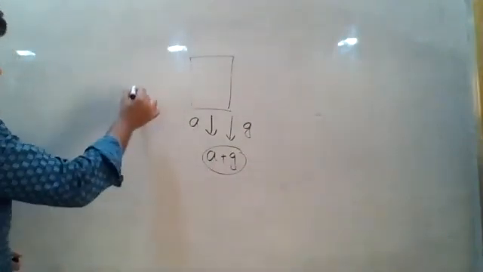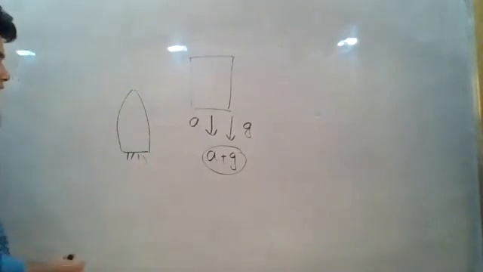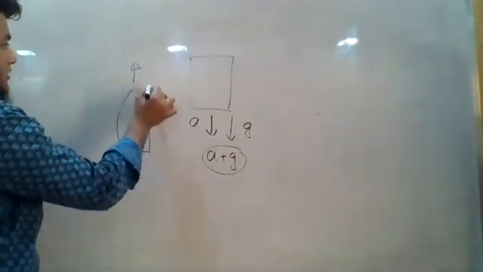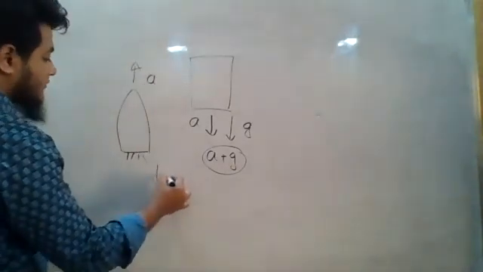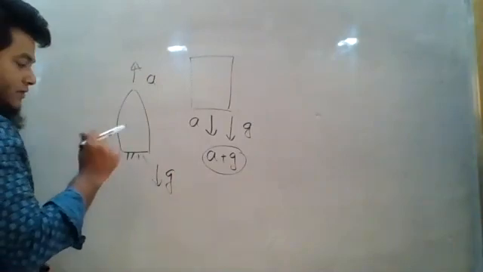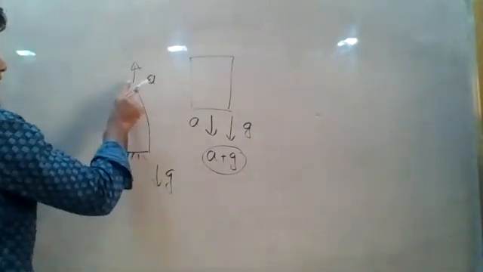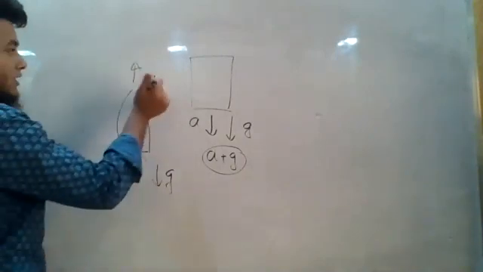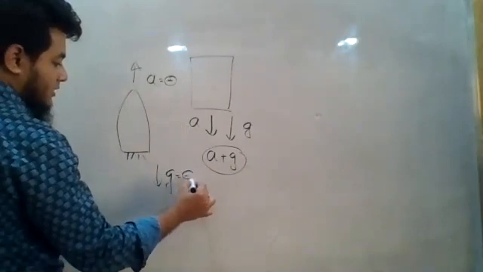But now we are dealing with the rocket. The rocket is moving in the upward direction, so the acceleration is in the upward direction. And acceleration due to gravity is always in the downward direction towards the earth. So at first you have to select which one you are considering positive. If you consider the upward direction positive, then A will be positive, but G will be negative.